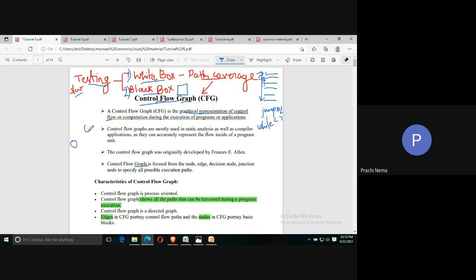because graph is made up of nodes and edges. By the combination of nodes and edges, control flow graph will also be made with nodes and edges, and apart from these two there are special kind of nodes also. Those special kind of nodes are decision node. Decision node क्या होता है? That diamond shaped box which you use in flowchart. It is used for decision making.